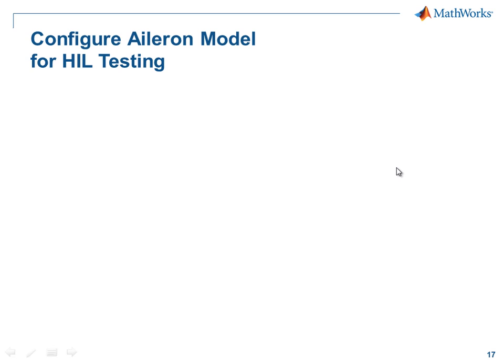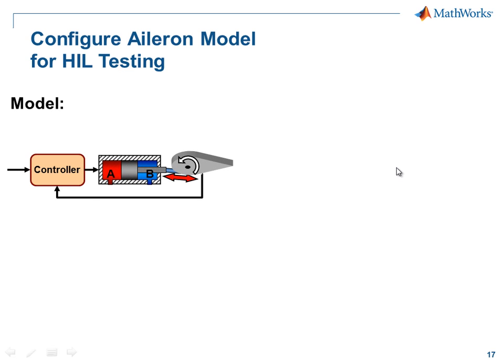In this demonstration, we're going to see how we can configure an aileron model for hardware-in-the-loop testing. We have a model of an aileron actuation system, with a hydraulic actuator, controller, and mechanical model of the aileron. To this point, we have been simulating with a variable step solver to ensure that we get accurate results.